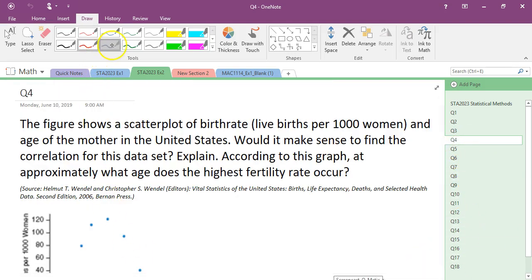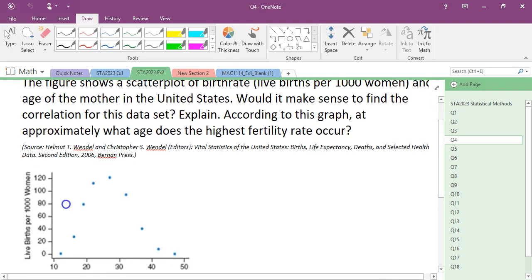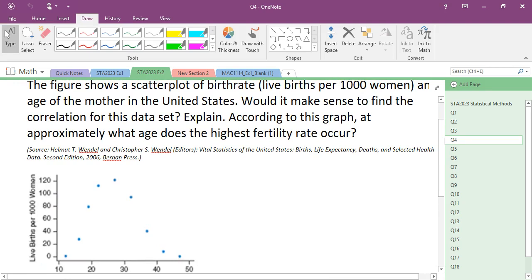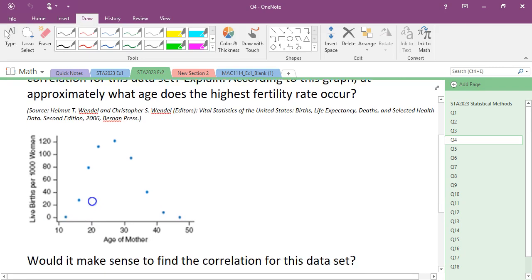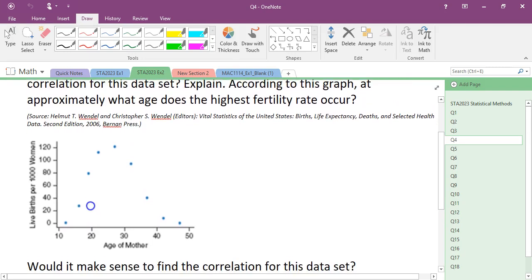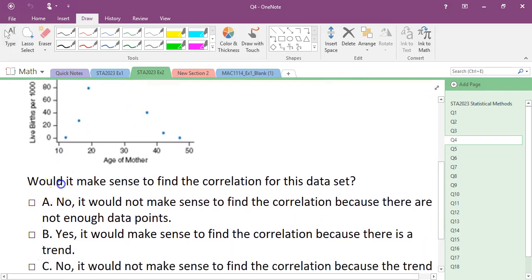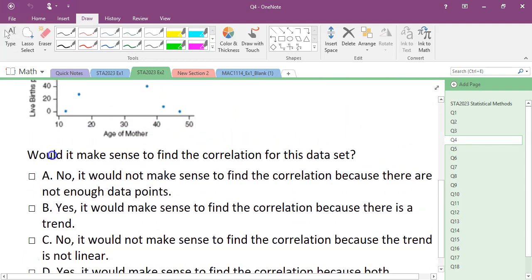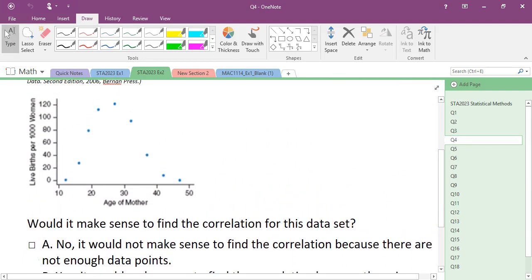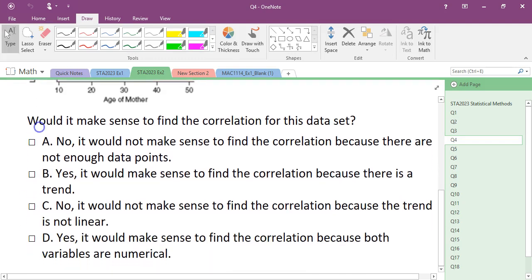Question 4. So the figure shows a scatter plot of birth rate and the age of mothers in the United States. Would it make sense to find the correlation for this data? Would it make sense to find that R? Explain, according to the graph, at what approximate age does the highest fertility rate occur? So, here's our graph. And would it make sense to find the correlation for this?